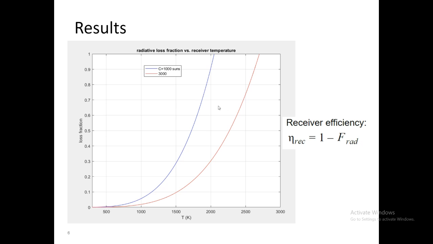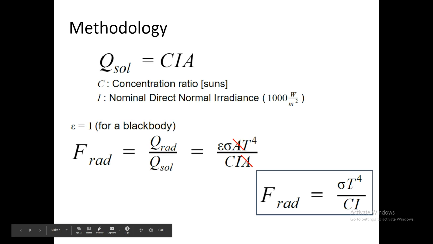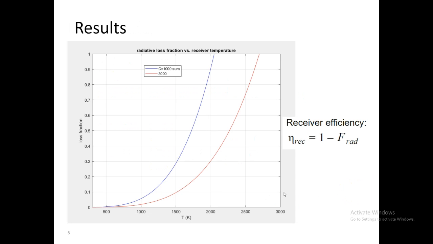These two curves make sense because if we go back to that original equation, we see that FRAD is a function of temperature raised to the power of 4. Since sigma, C, and I are all constants, as we increase temperature by a factor of 2, FRAD gets increased by a factor of 16. So the results make sense. As a side note, if we were to calculate the receiver efficiency, we use this equation, 1 minus FRAD.